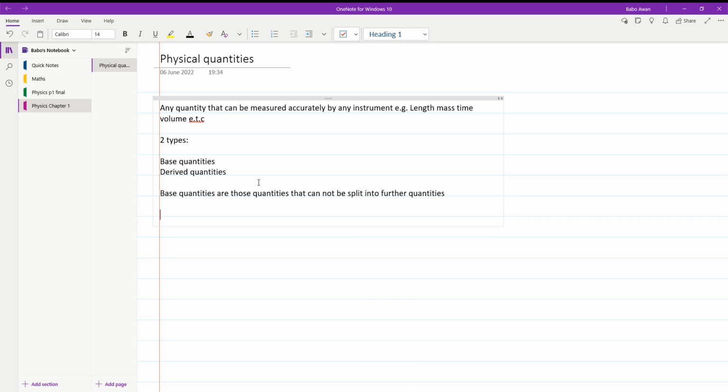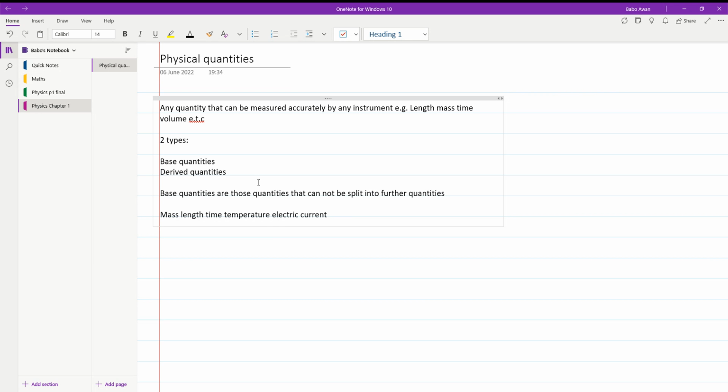For example, you can take mass, length, time, temperature, electric current, and much more. For example, amount of substance and intensity of light. But mass, length, time, temperature are the basic ones.